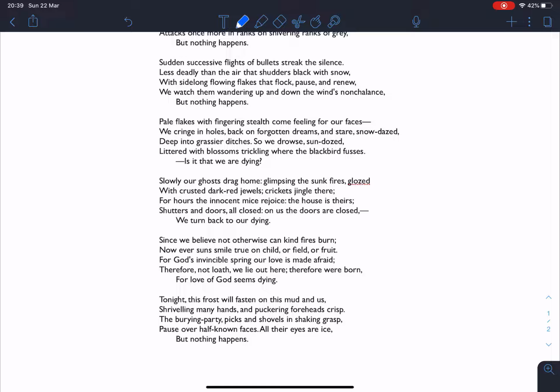The burying party, picks and shovels in shaking grasp, pours over half-known faces. All their eyes are ice, but nothing happens. And I think it would be sensible to start at the end of the poem, because actually this ultimately is where this stillness and immobility rests and finishes and finalises.